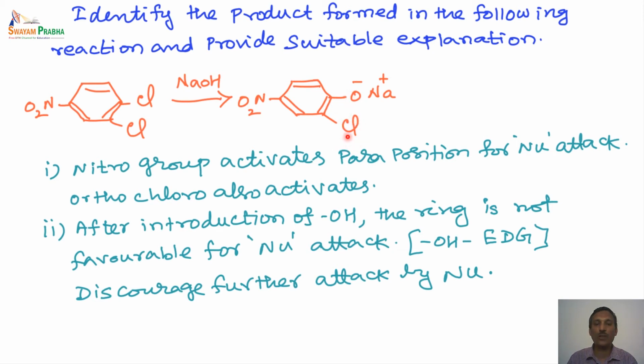That is one possibility, but unfortunately oxygen, this phenoxide, is an electron donating group. So whenever we have an electron donating group, that basically disfavors the nucleophilic substitution reaction. So after the phenol or the phenoxide is formed, this particular system is now resistant to further nucleophilic attack and the reaction stops here.